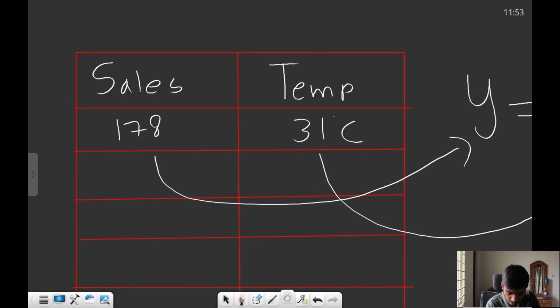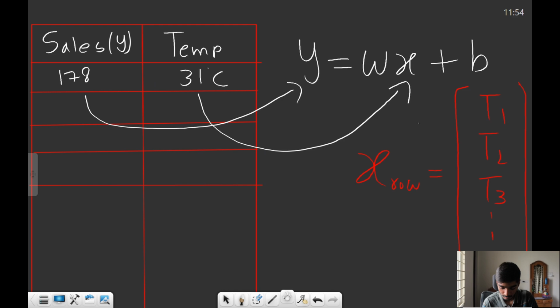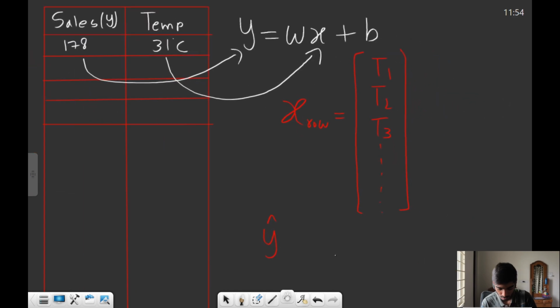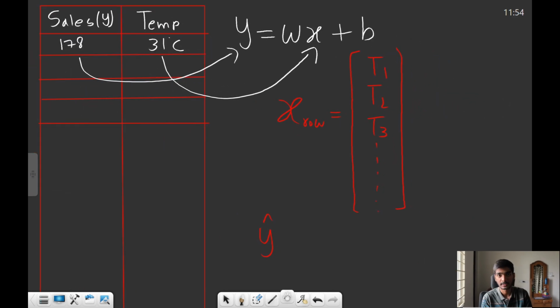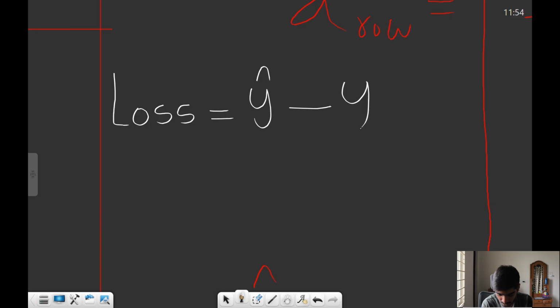Let's call the actual sales we have recorded over the year y. These are the exact numbers we recorded, and y cap is the predicted value from the initial weights and biases. Now the value of the loss function tells us the difference between the predicted value and the actual value, so that we can correct the model and adjust the weights and biases. So the value of the loss function is the predicted value minus the actual value from the table. This is called the loss function for that equation.